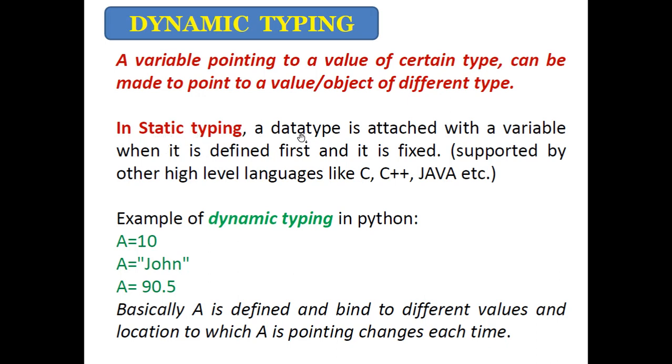What is it? A data type is attached with a variable when it is defined first, and it is fixed. It cannot be changed throughout the program generally. But here, easily a variable can be assigned to any types of values as we want. This is the special feature of Python, dynamic typing.